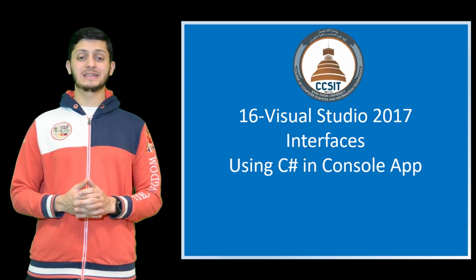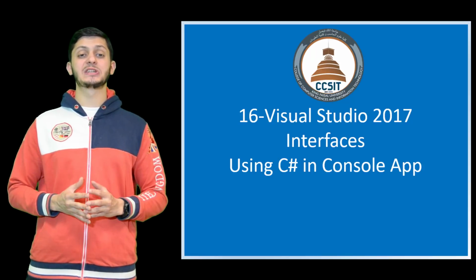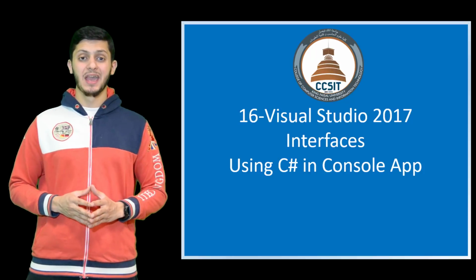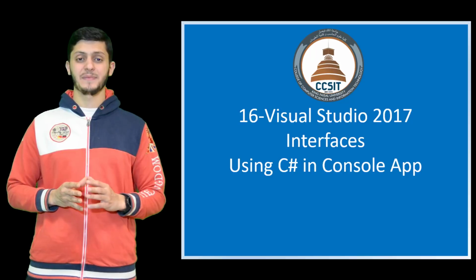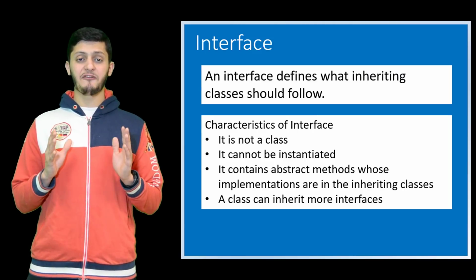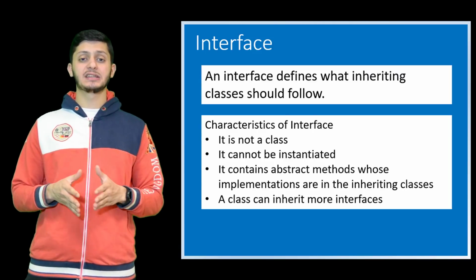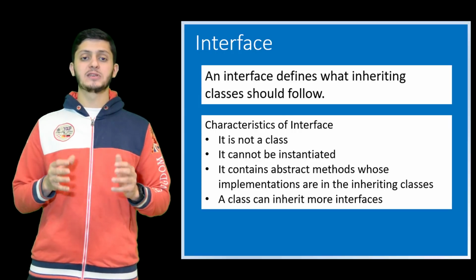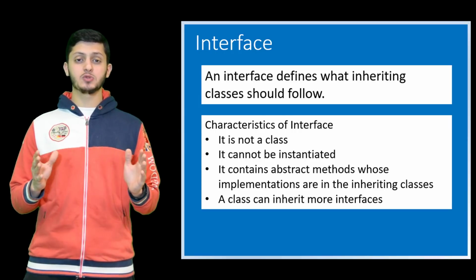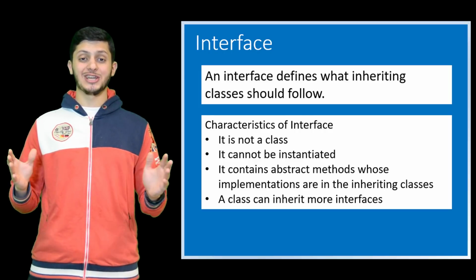We are in part 16 of a series of lessons in C# using console app. In this lesson, we will learn about interfaces. An interface defines what inheriting classes should follow. It is mostly composed of abstract methods, declarations without body or implementation.